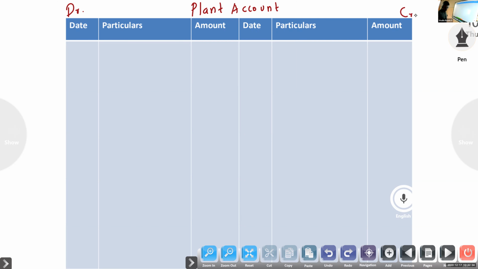So first year we purchased machinery 1 on 1/1/2010, to cash 60,000. Then on 1st July in the same year, 1/7/10, to cash, machinery 2, 20,000. How 20,000? 18,000 plus 2,000.